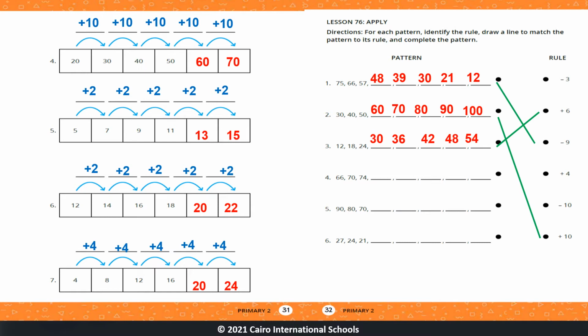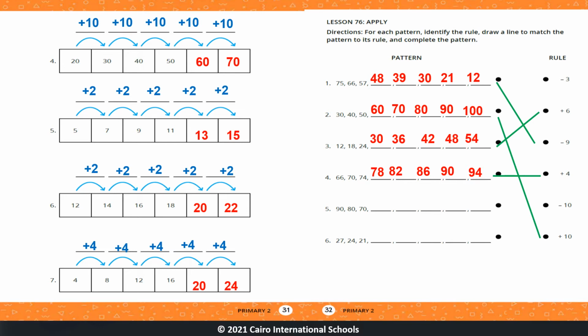So the pattern rule will be plus 4. So each time we will add 4. 74 plus 4 equals 78. 78 plus 4 is 82. 82 plus 4 equals 86. 86 plus 4 equals 90. 90 plus 4 equals 94, and so on.